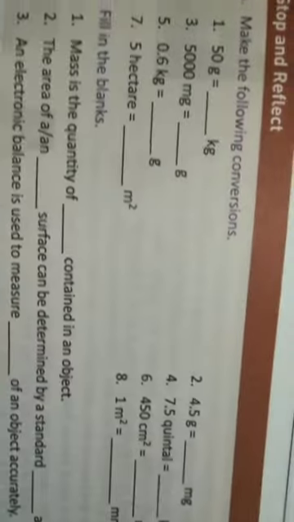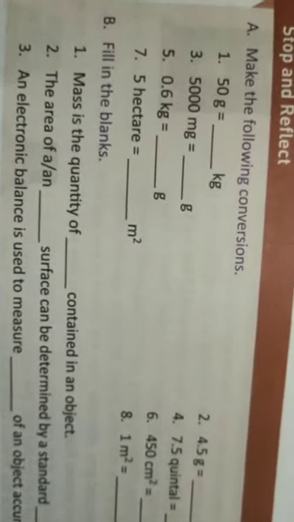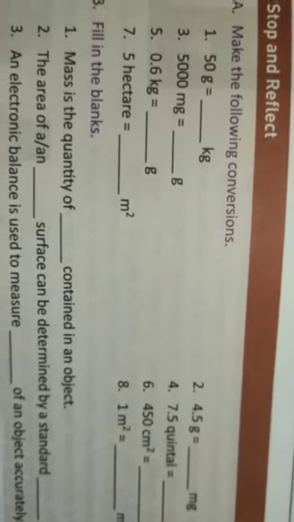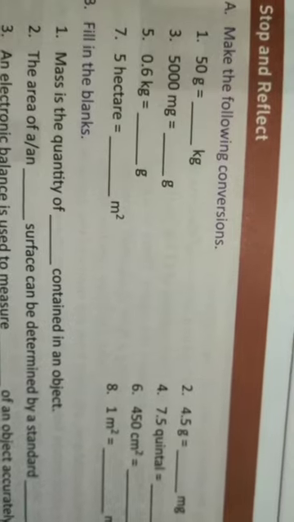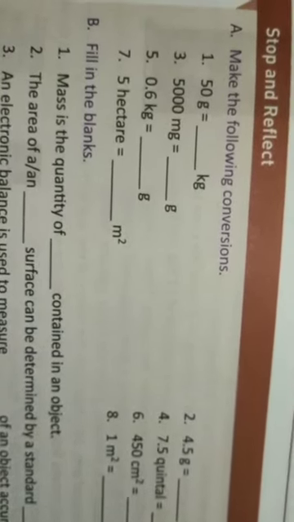Now let's see the stop and reflect. So we have already discussed the conversions of different units of mass. So you will do question number 1 by yourself. Now let's see question number 2, fill in the blanks. Mass is the quantity of matter contained in an object. So the answer will be matter.